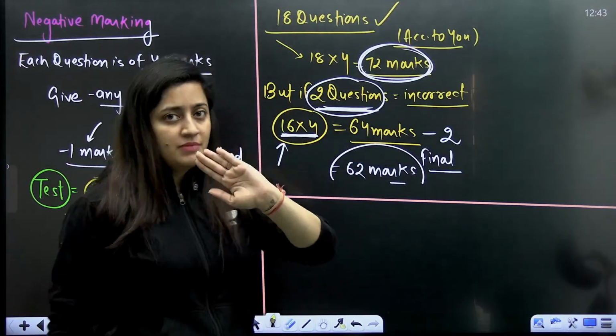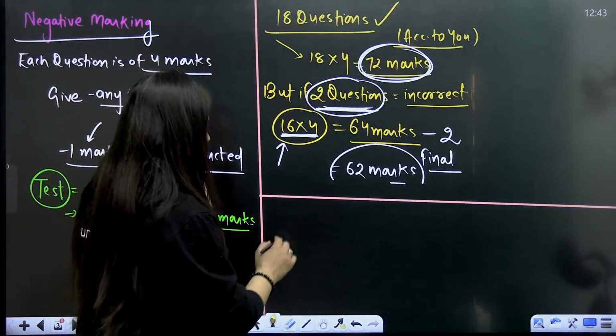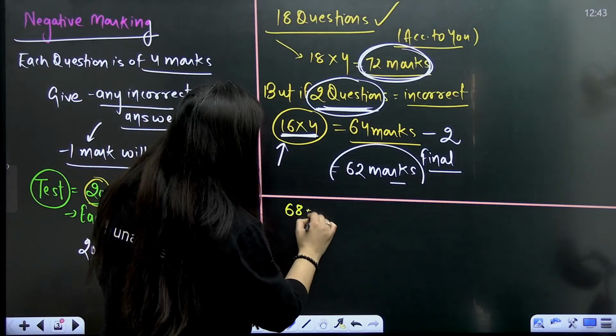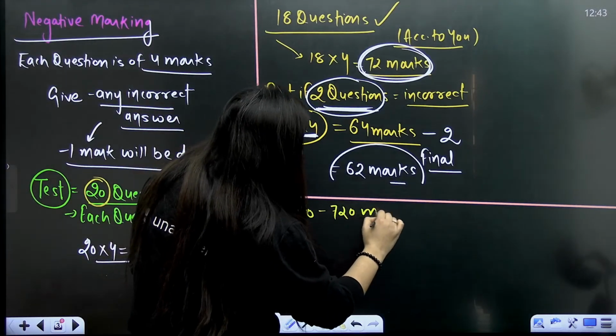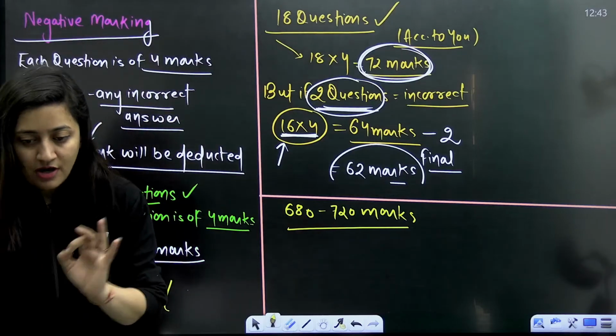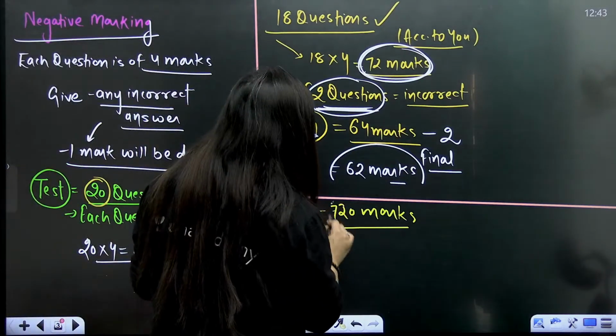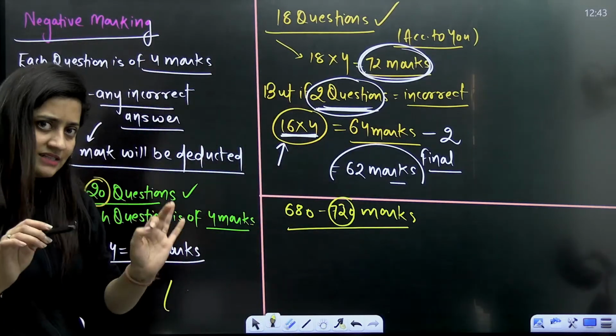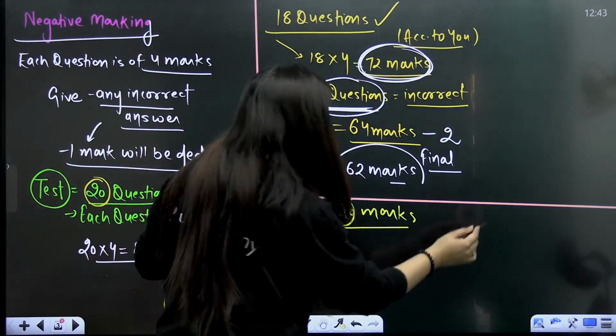If you ask me for a very good score, I will suggest you target marks between 680 to 720. You are just starting your NEET preparation, right? The very first thing is to target 720 marks, but let's suppose you are saying, "No, madam, I am not interested in 720 marks."